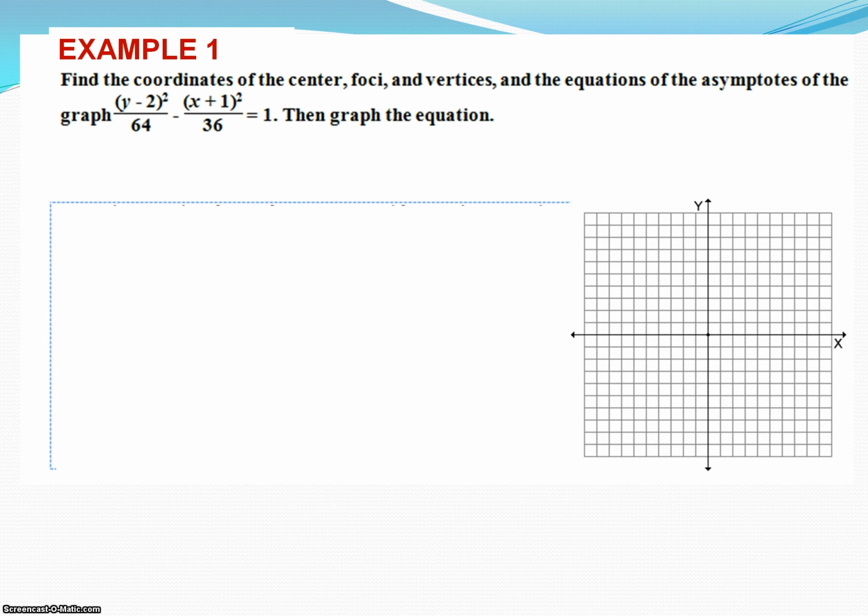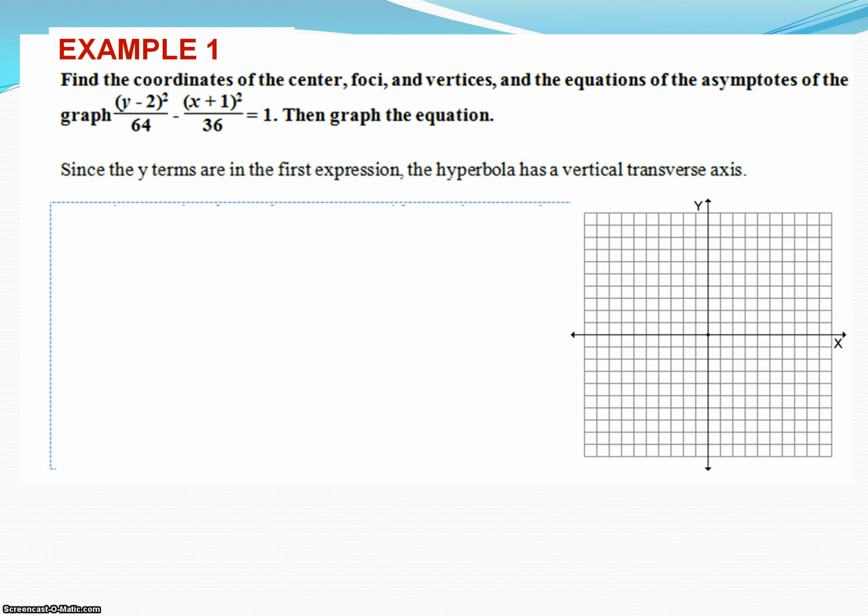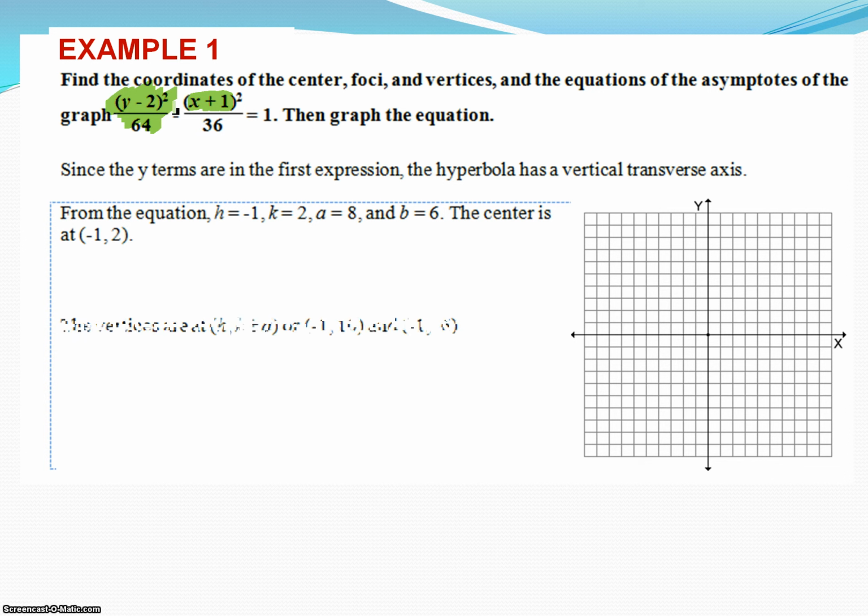Okay, let's take a look at a couple of examples here. Find the coordinates of the center, the foci, the vertices, and the asymptotes, and then graph. So since the y term comes first, we know this will open up and down. Then we're going to pull out the values for h and k, and then a and b. So we know this has a center at -1, 2. And we know the vertices, we're going to use our a and b values.